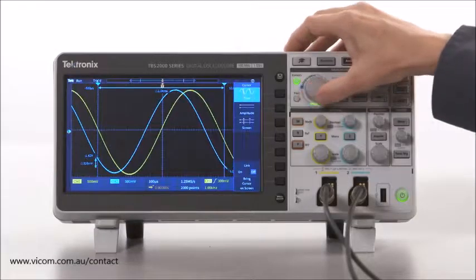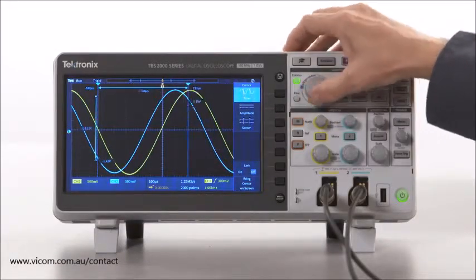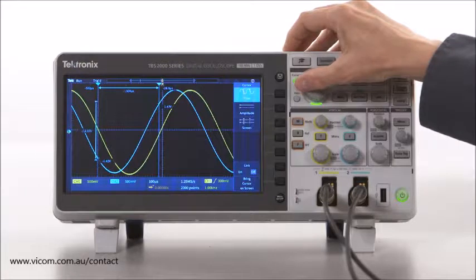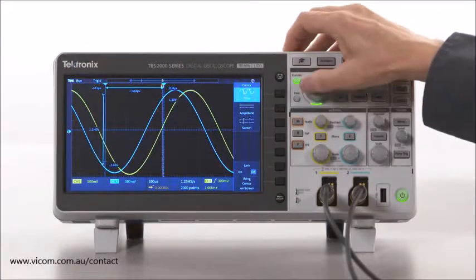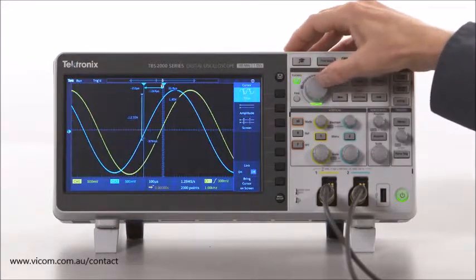Time cursors can also be used to calculate the time difference between two channels by aligning the cursors on the zero crossings of the same edge on the two channels.